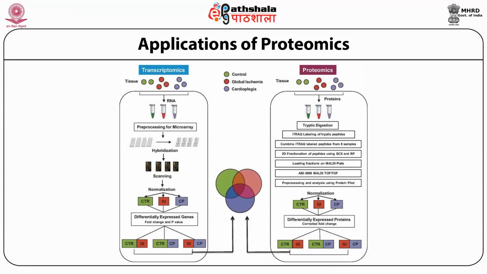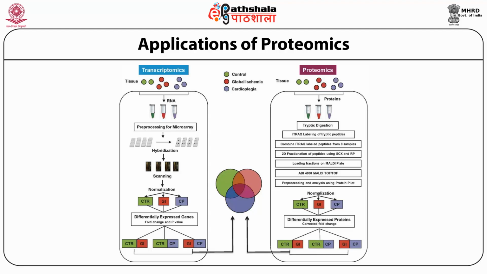In this figure, we can compare two different techniques, transcriptomics and proteomics. How are these two techniques different? In case of transcriptomics, we can take tissues from the various treated samples, and we will isolate the RNA, and after isolating this RNA, we will pre-process it for microarrays. After hybridization and scanning, we will get the differentially expressed genes which represent the transcript profiling of that particular tissue.